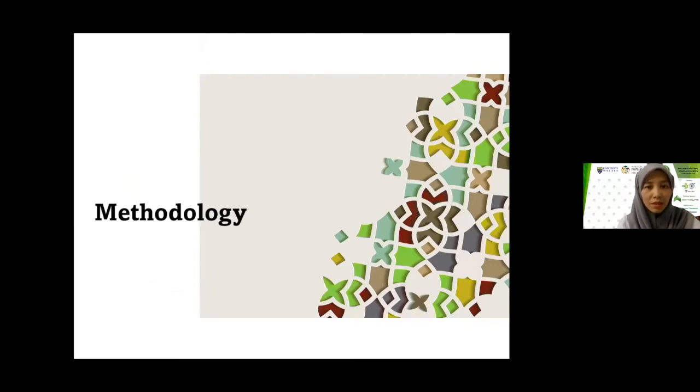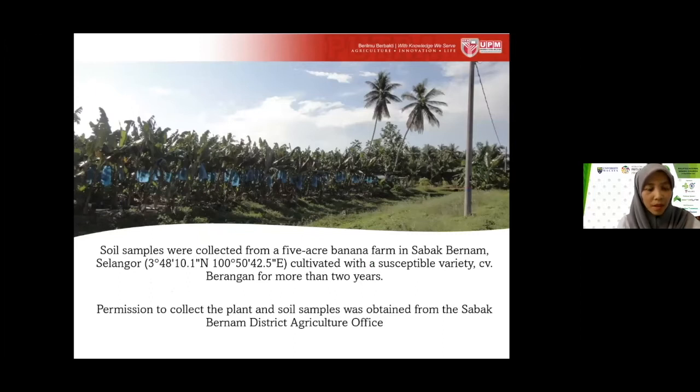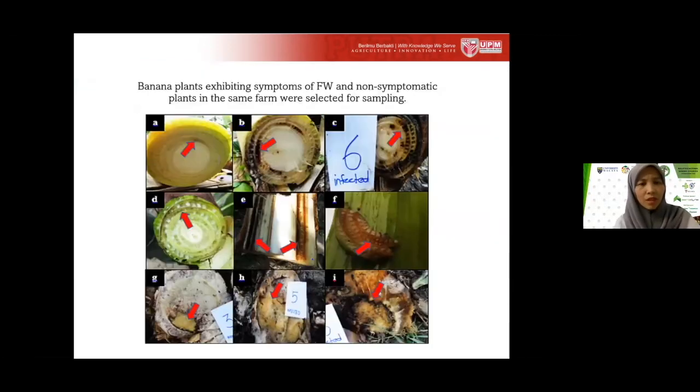As for the methodology that we applied, the soil samples were collected from a 5-acre banana farm in Sabak Bernam, Selangor, cultivated with the susceptible variety, cv. Berangan, for more than 2 years. We obtained permission to collect the plant and soil samples from the Sabak Bernam District Agriculture Office. These are images that we captured during the sampling, showing bananas with Fusarium symptoms and also non-symptomatic plants from the same farm.